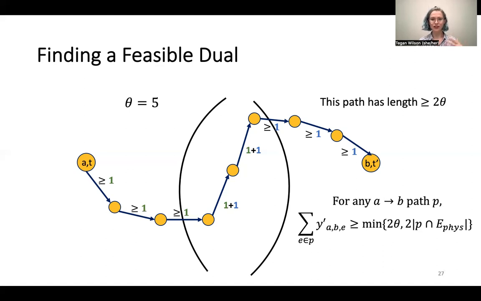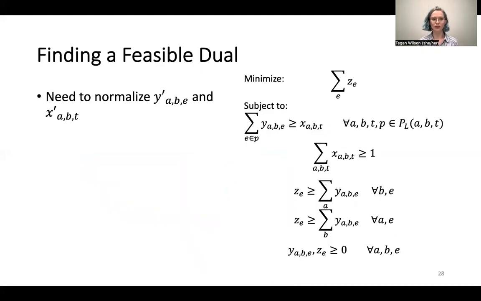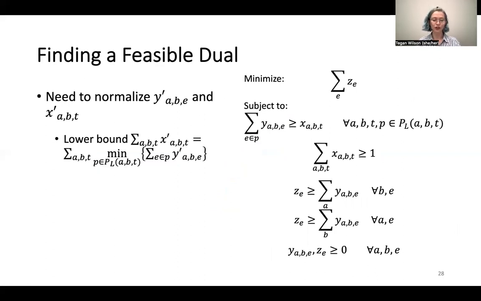Now that we have some intuition behind what Y prime and X prime are doing, we can come back to our feasible dual and recall this is what the dual program looked like. Now that we've defined Y prime and X prime, we need to normalize them. To normalize the Y prime and X prime variables, we will need to lower bound this sum of all of the X prime variables, which is again just the sum of all of these minimum path lengths.